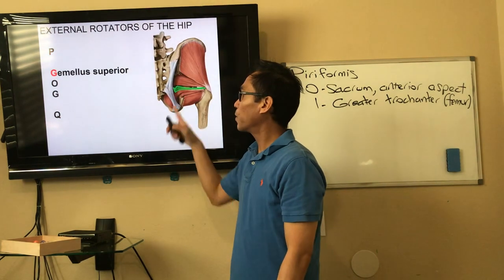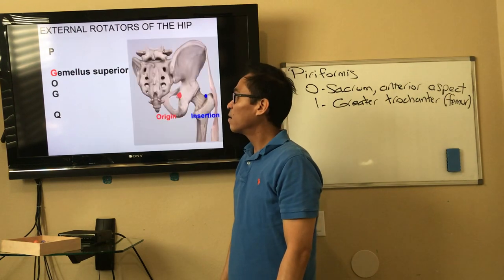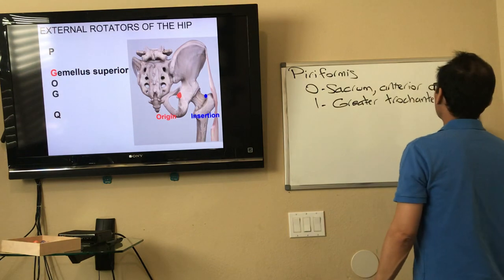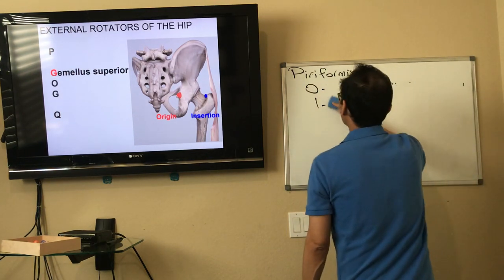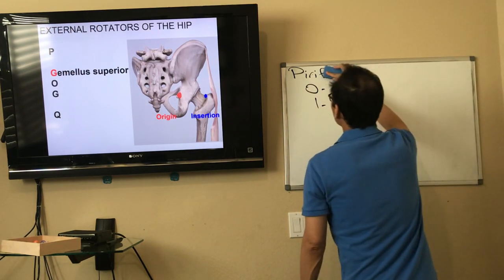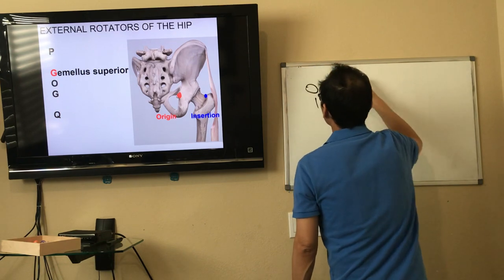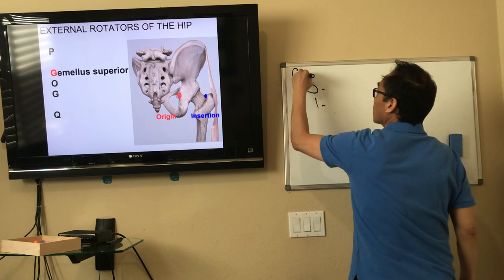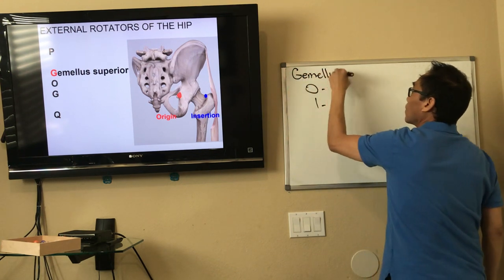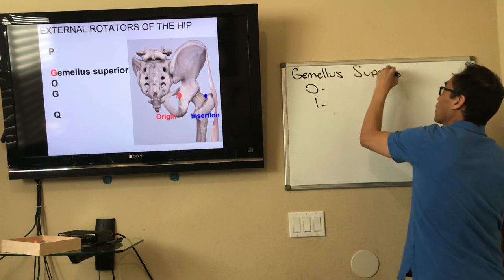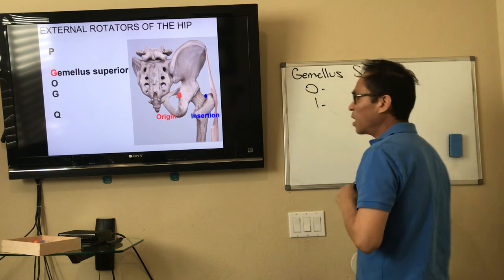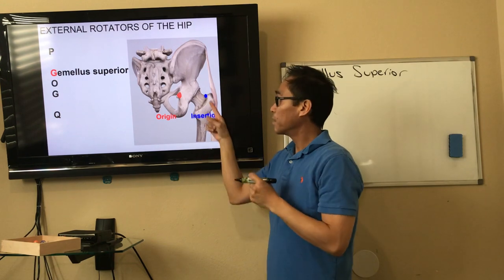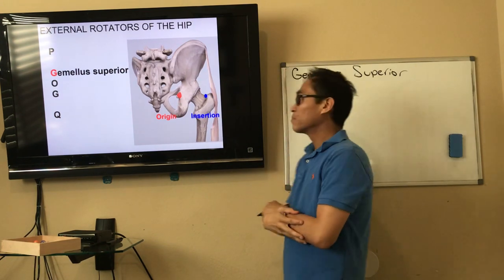Here's the gemellus superior highlighted in green. Here are its origins and insertions there. It originates right there. That is the ischial spine. It inserts on the greater trochanter.